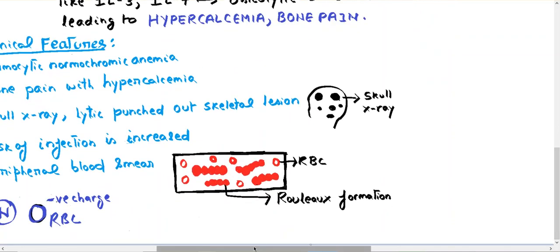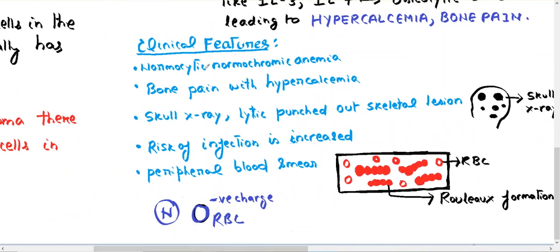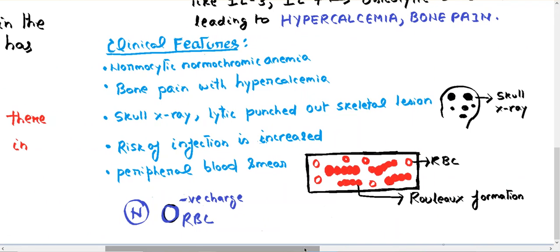Coming to the clinical features, in multiple myeloma they have normocytic normochromic anemia. Why is there a normocytic normochromic anemia? The reason is that these neoplastic plasma cells, when they are proliferating in the bone marrow, suppress the erythroid series of cells, leading to anemia.